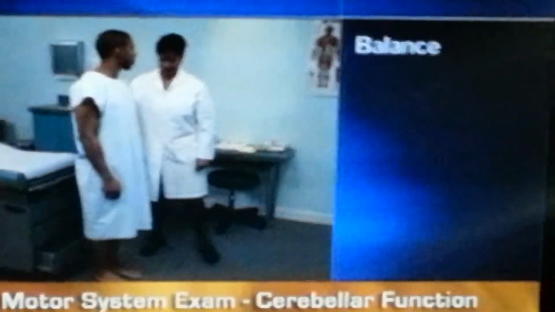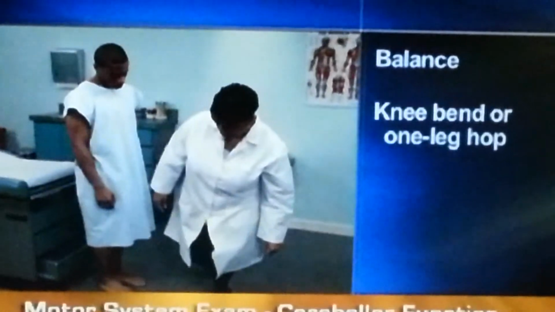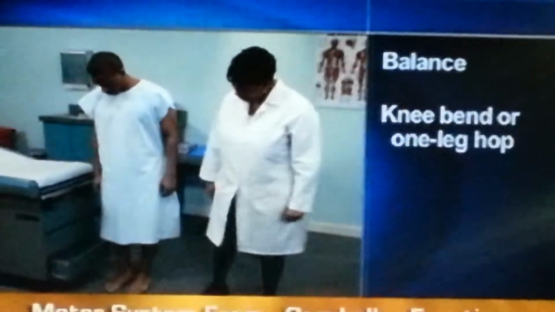As a final balance test, ask the person to do a shallow knee bend or hop in place, first on one leg, then on the other. This demonstrates normal position sense, muscle strength, and cerebellar function.